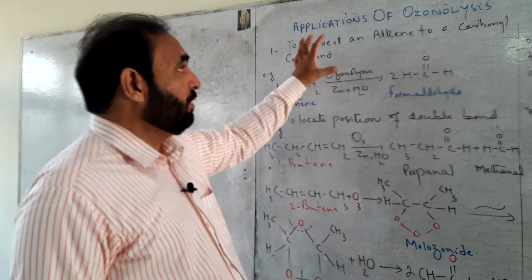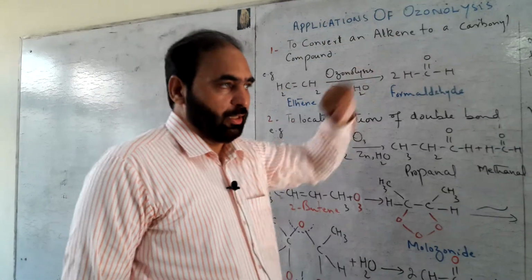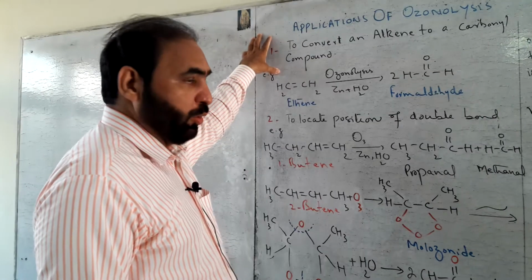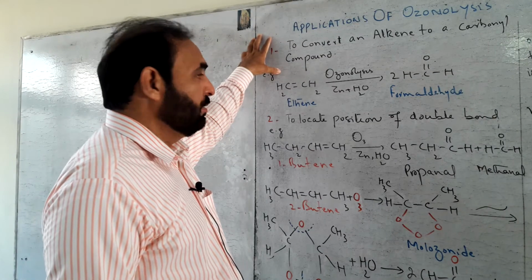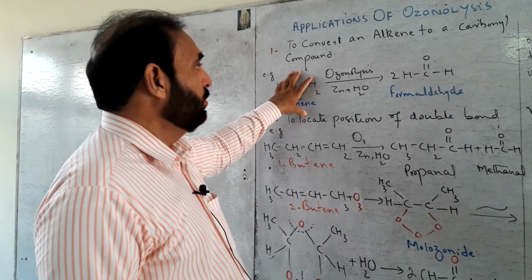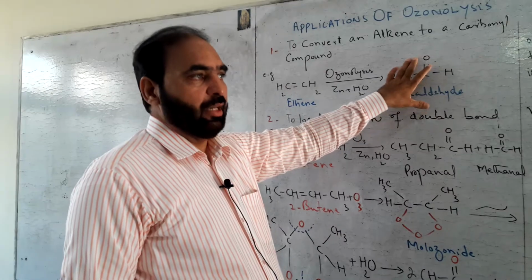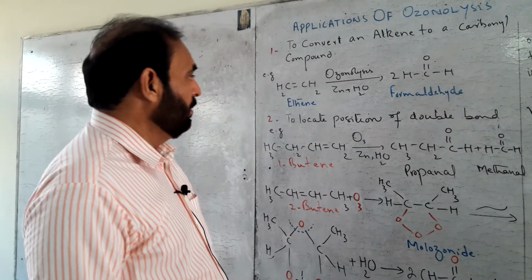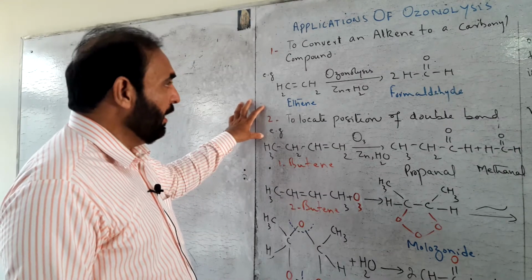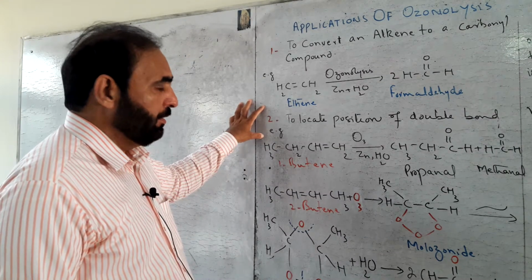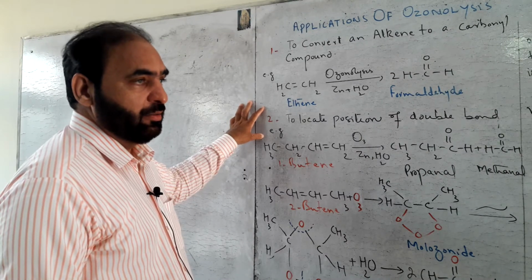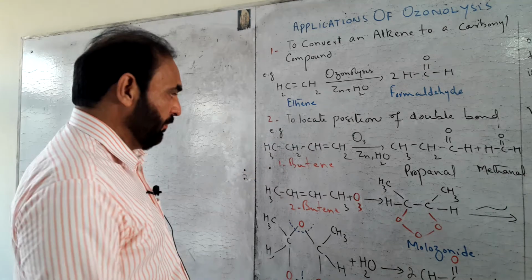Let's see what are the applications of ozonolysis. First of all, ozonolysis is used to convert an alkene to a carbonyl compound, aldehyde or ketone. Secondly, we can use ozonolysis in order to locate presence of double bond in carbon-carbon chain.